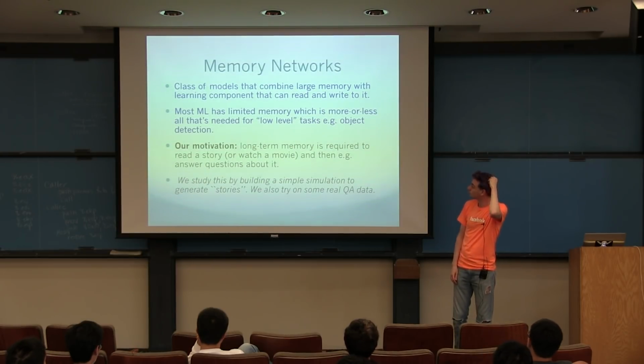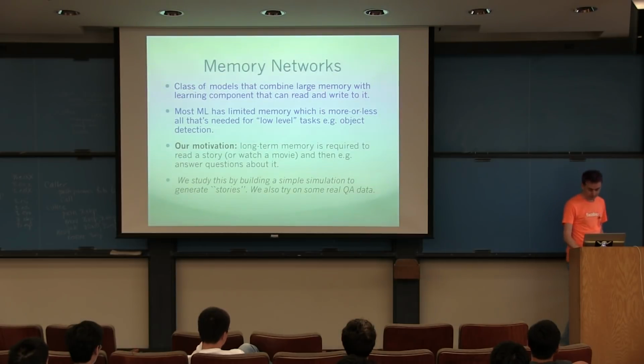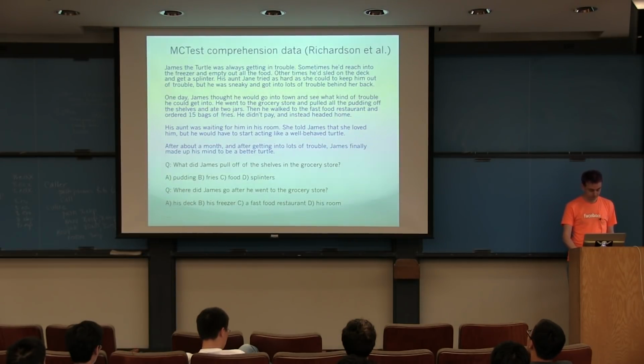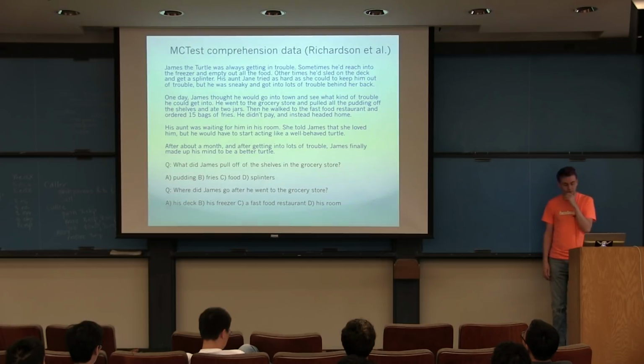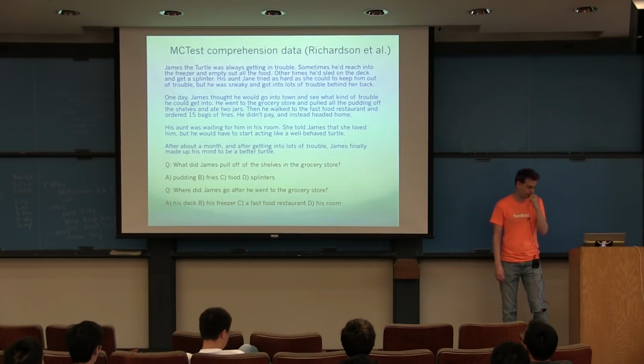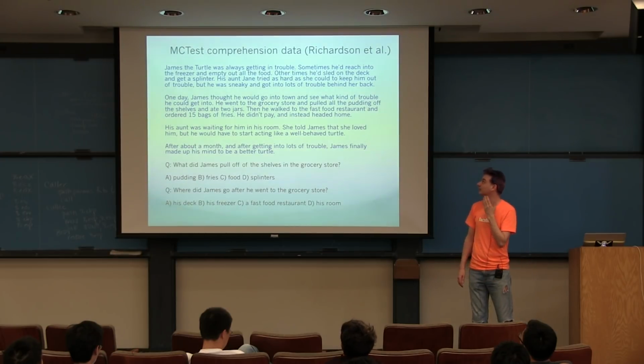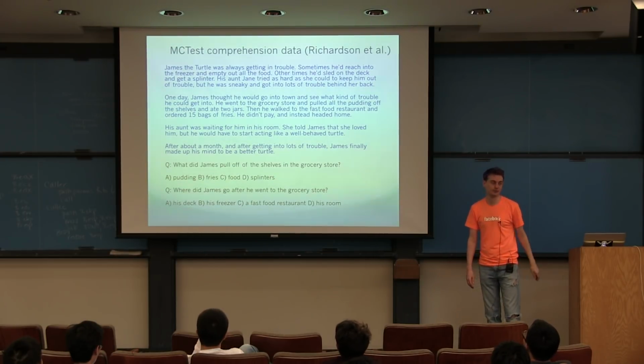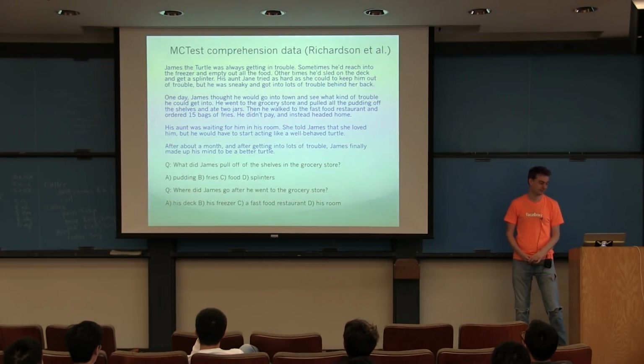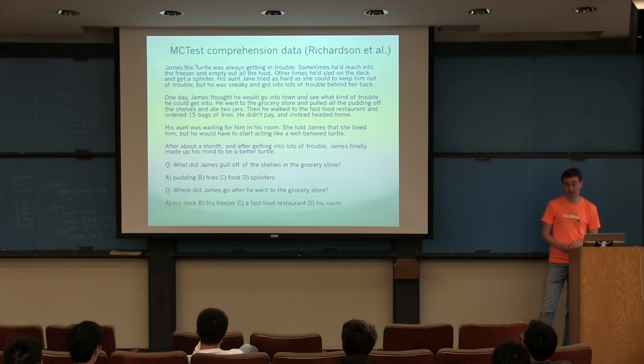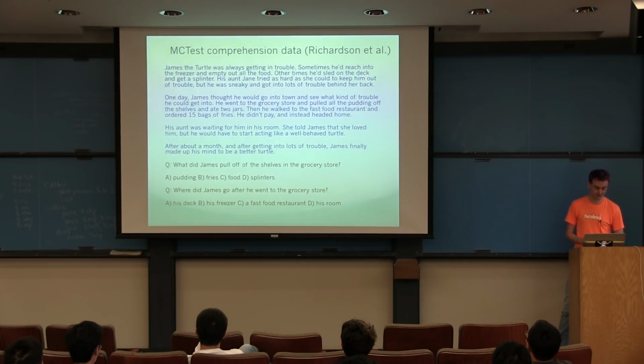So reading comprehension problems might look like this. This is a data set collected at Microsoft called MC Test. They got human annotators to write little stories like this one about James the Turtle, and then human annotators to write these questions and answers at the bottom here.